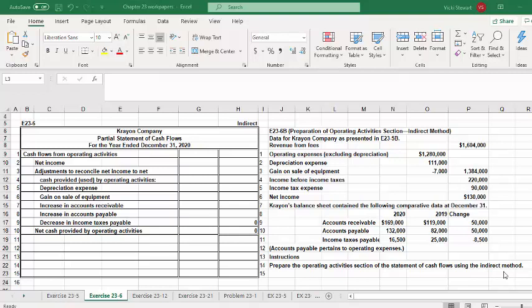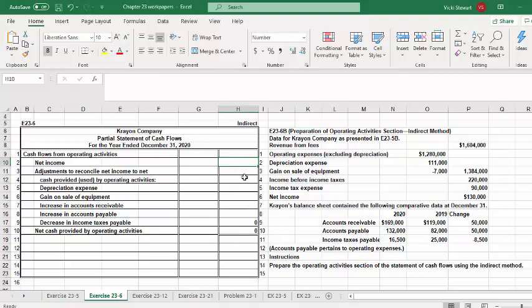this time. So we're going to be using the same information that we used to do Exercise 23-5 when we did the direct method for the operating activities section, but this time we're going to be doing a partial statement of cash flows for Crayon Company for the year ended December 31st, 2020, just the operating activities section, but we're going to be using the indirect method.